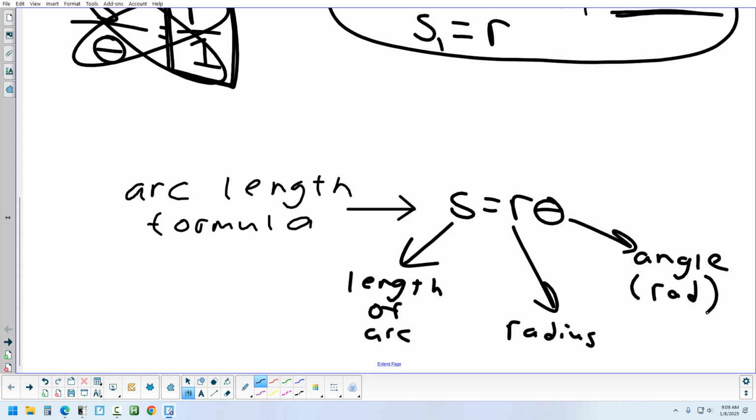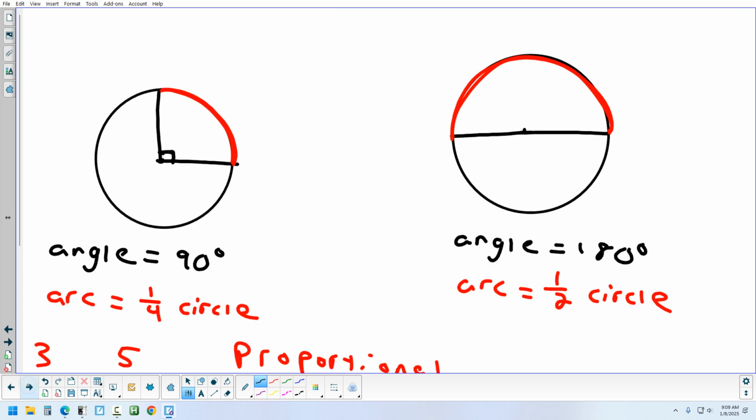If they give you an angle that's not in radians, we need to fix that. And the way that the formula works, it has 3 variables in it. They're always going to give you 2 of them, and you're going to solve for the 3rd one. So you could solve for any of them. You just plug in the 2 that you know, and then find the one that you don't. All right. Let's try an example.